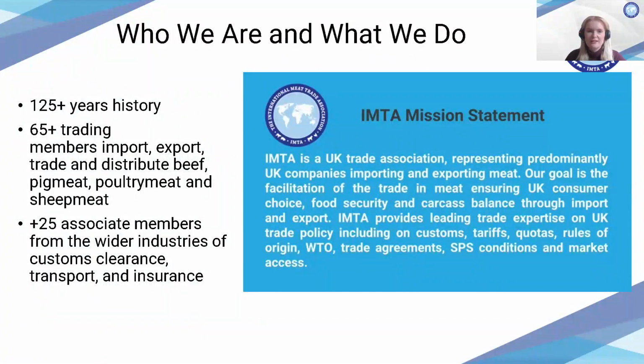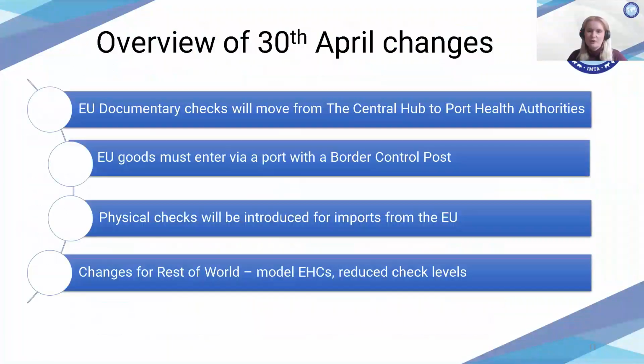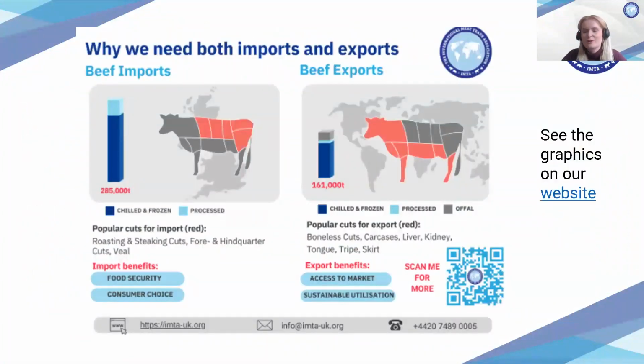I'll go to the next slide, please. I just wanted to share with those on the call today a bit about why two-way traded meat is so important and why we import and export. So these graphics that we produce show that the cuts that we import aren't the same as what we export generally. So you can see there that we're importing on the beef side, steaking cuts and fore and hindquarter, because that's what's demanded by the UK consumer. And then we're exporting things that are less popular on the UK market, like liver, kidney, tongue, tripe.